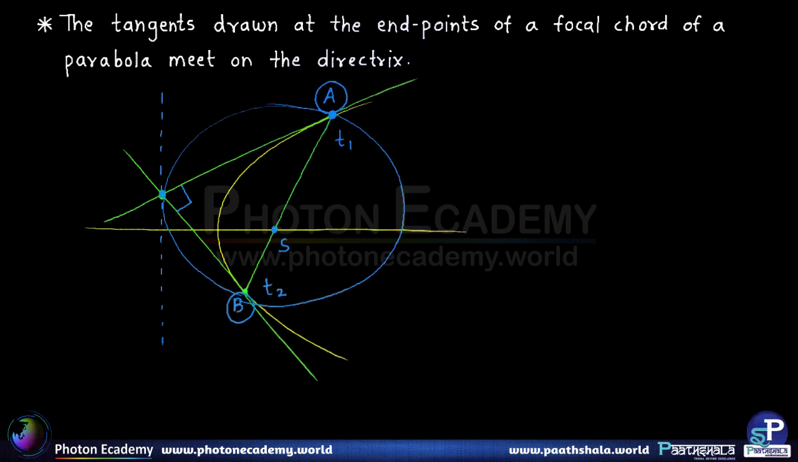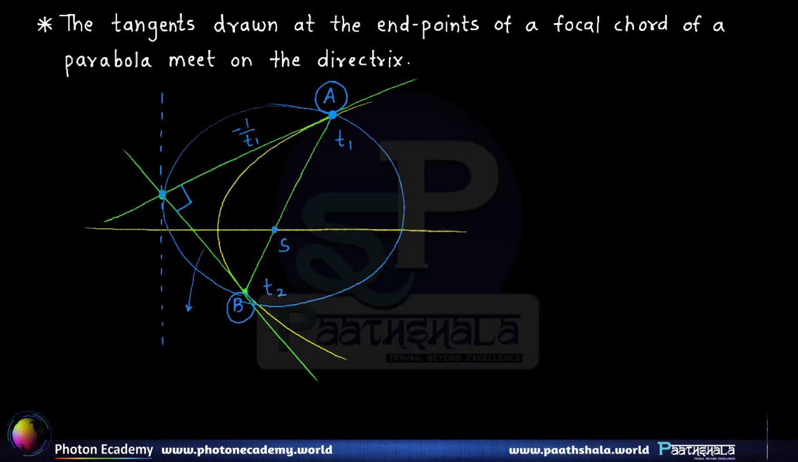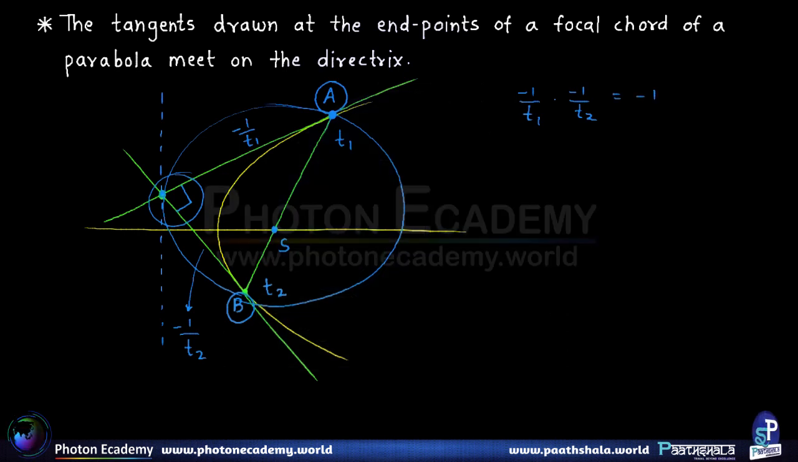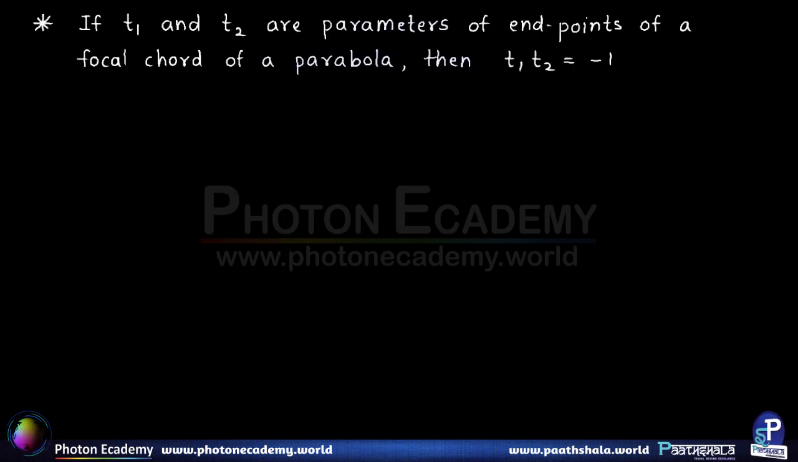We know that the slope of the tangent drawn at a point whose parameter is T1 will be nothing but minus 1 upon T1, and slope of the tangent drawn at point whose parameter is T2 will be minus 1 upon T2. And since the 2 tangents are at right angles, clearly their product, that is minus 1 upon T1 into minus 1 upon T2, will be equal to minus 1. And hence clearly we have T1 into T2 also equal to minus 1. So this is what is given in the next property.